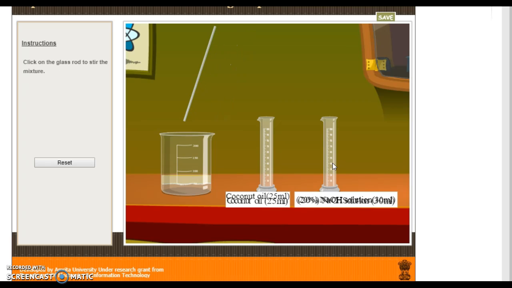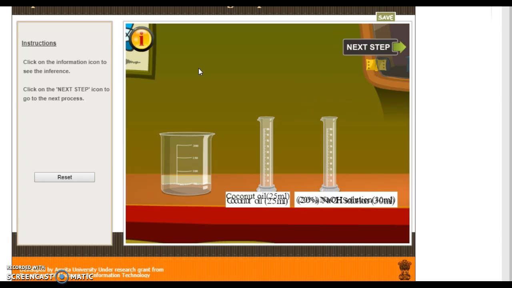Vigorously stir the mixture using a glass rod. Touch the beaker from outside. As a precaution step, do not touch it with bare hand. It is observed that the beaker is warm. Hence, the reaction between oil and sodium hydroxide solution is exothermic. Before putting it onto the Bunsen burner, you can add dye for coloring.